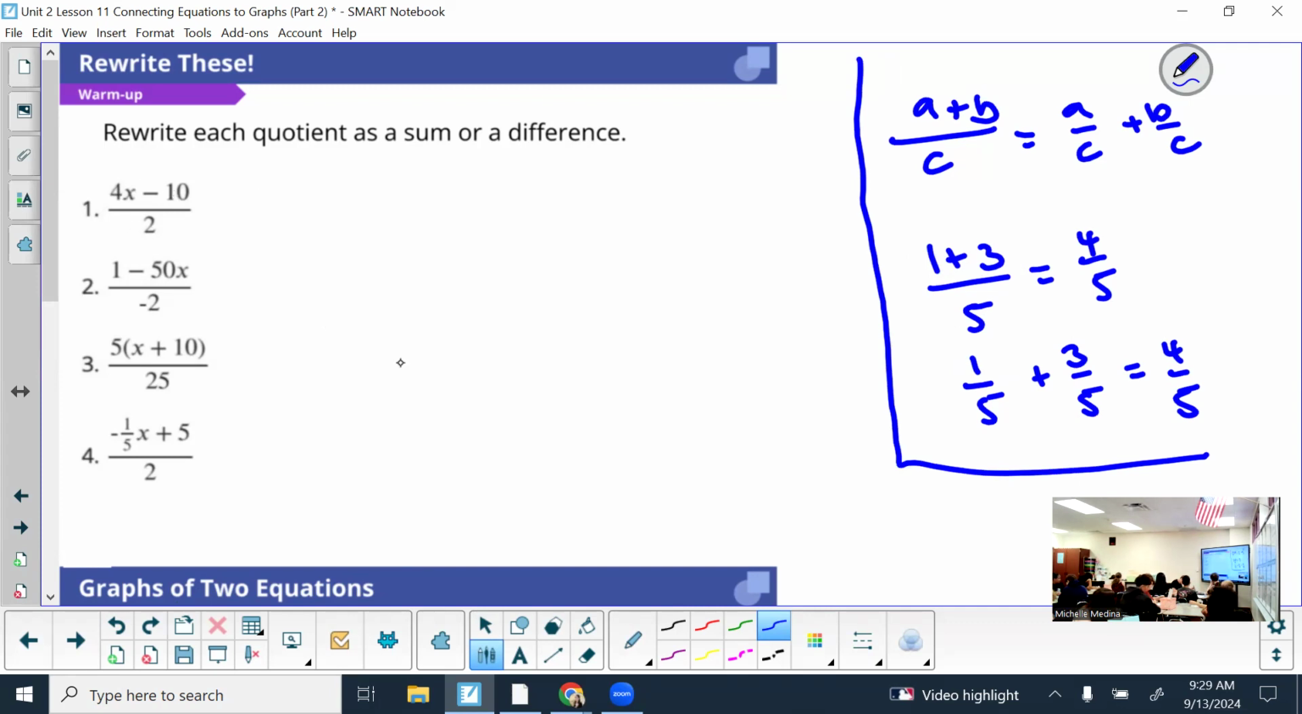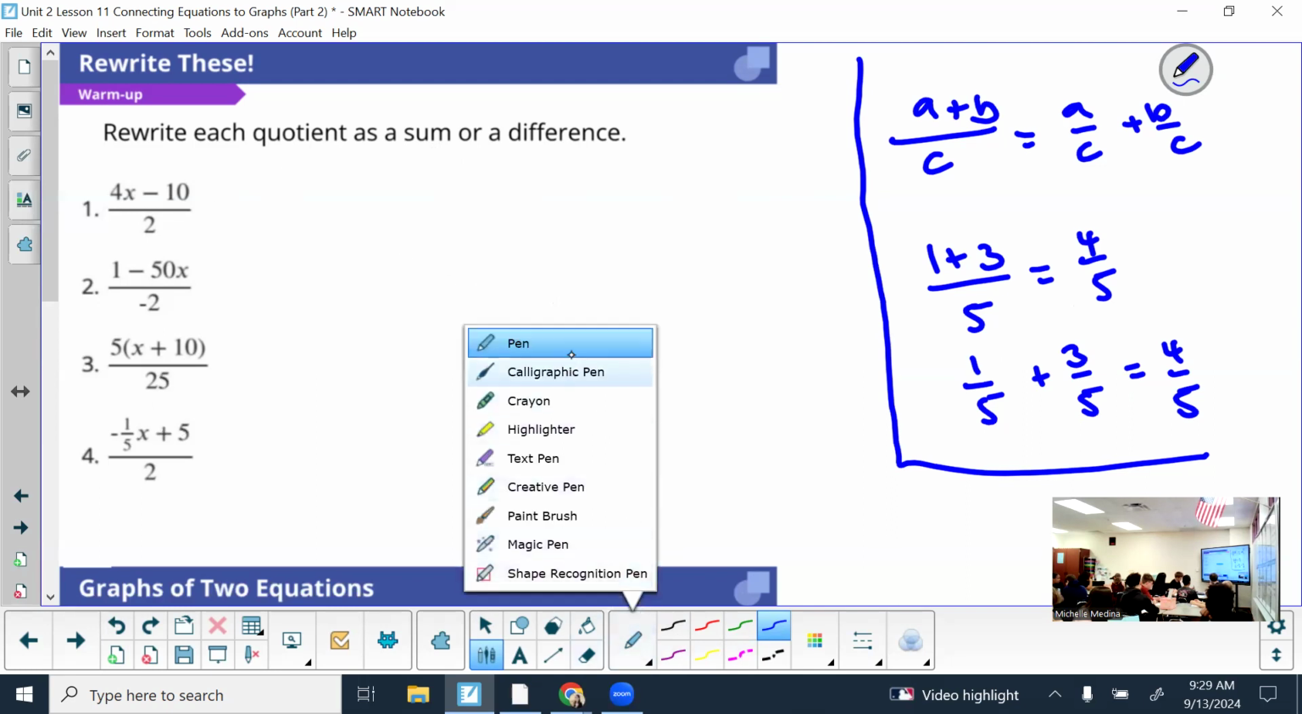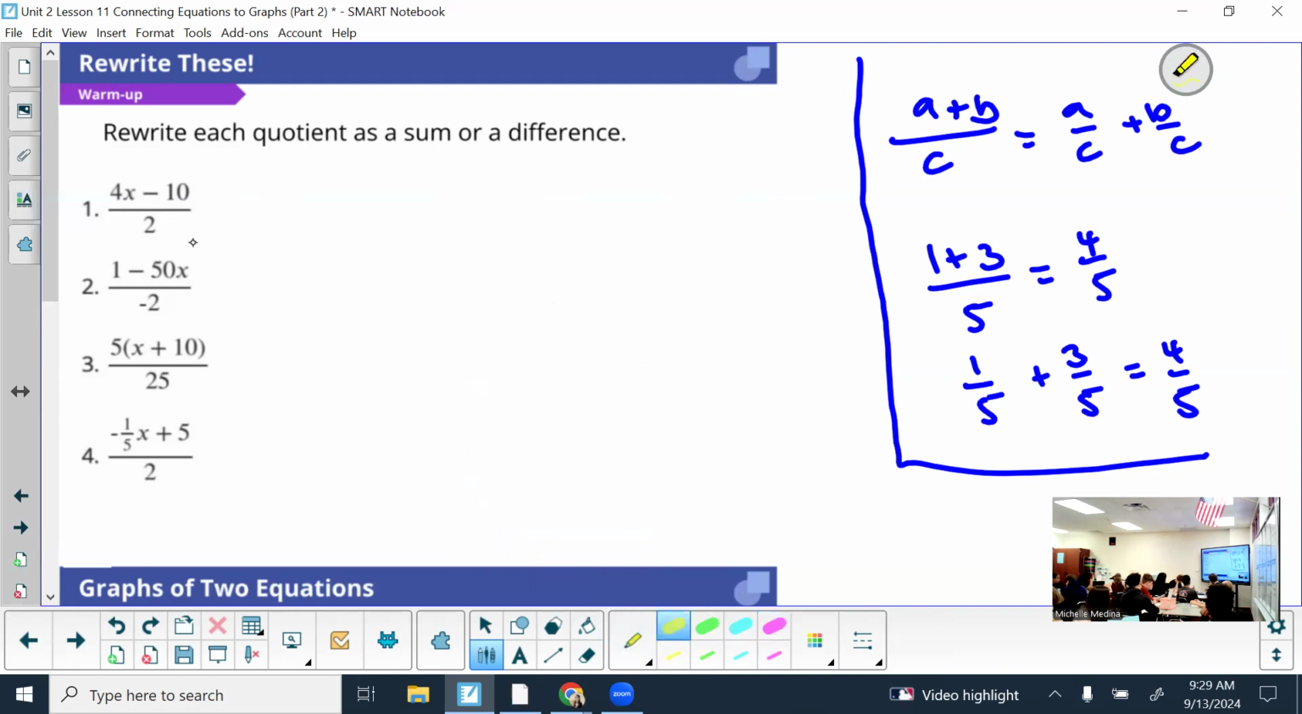If I have this and I want to rewrite each quotient, so these are all quotients, what operation is quotient? Okay, good. So these are all division problems because they're written in fraction form. We want to rewrite them as a sum or a difference. So here's how that will look. Side note, hopefully you know when a term starts and ends. Terms are like sections of an expression, separated by operation symbols, like plus and minus signs. So here's one term and here's another.